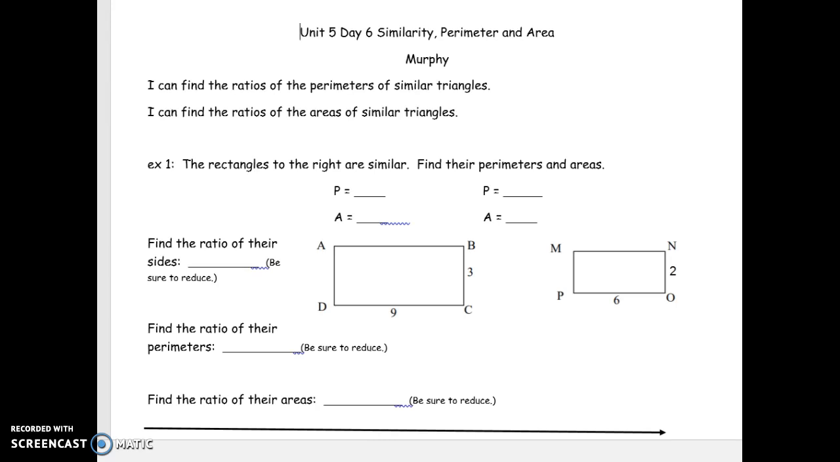So if you'll flip to your packet, I'm looking at Day 6. Pretty straightforward to look at. We've been given two rectangles. We're told that they're similar. We're looking for their perimeters and their areas to begin with. I'm going to start by looking at this first rectangle here. I've got one of my lengths is 3. That means its opposite side is also going to be 3. So I'm going to go ahead and label that.